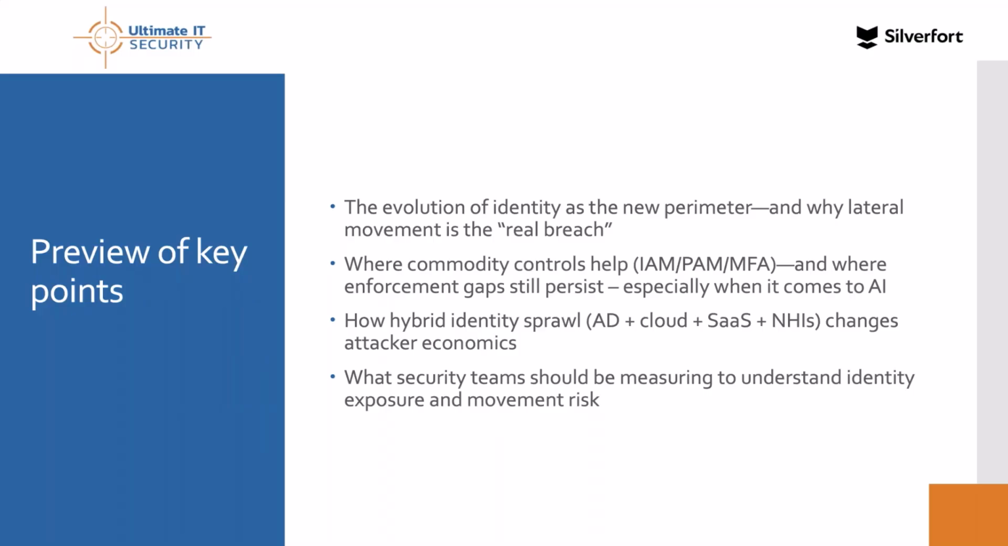We'll talk about hybrid identity sprawl today as well, and then talk about what you should be measuring to actually think about your exposure and your movement risk when it comes to all the things that we're going to talk about today, which is AD, cloud, non-human identities, agentic AI, all of that.